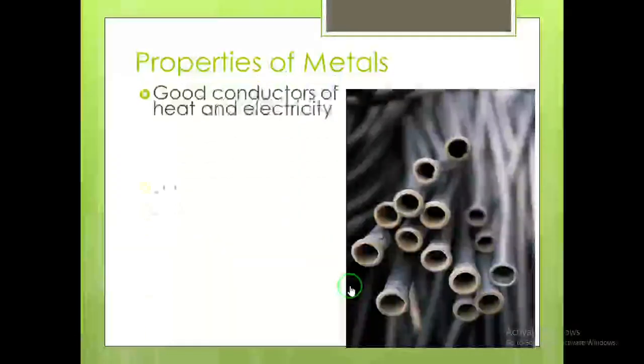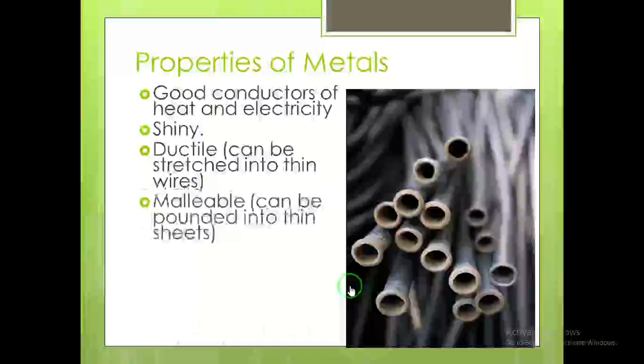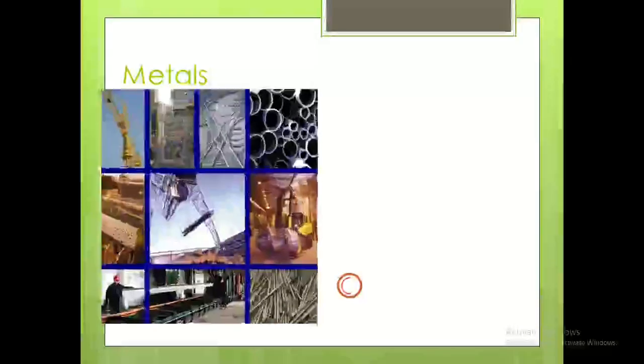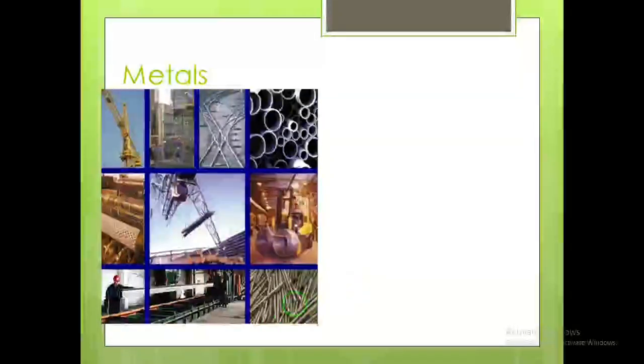Now, what are metals? And what are their properties? We know that they are good conductors of heat and electricity. We know that they are shiny, they are ductile, can be stretched into thin wires, they are malleable, and they corrode when they react with water. So you can see some of the things we use metals for. We can use them in making machineries, cranes, metallic hollow pipes, rail tracks, nails, etc.